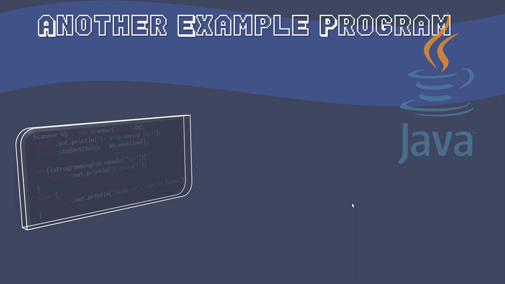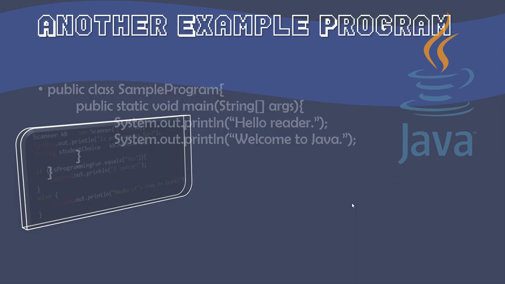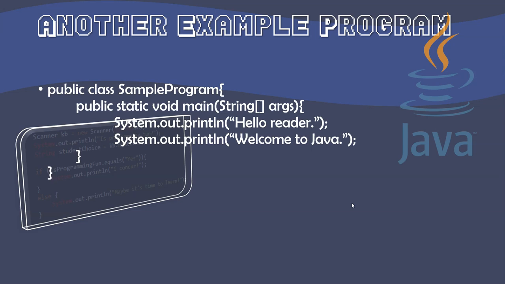All right, let's take a look real quick at another example program. So here I have public class sample program, public static void main string args. So far so good. It's pretty much the same thing as what we saw, except we have a different name for our class. System.out.println hello reader, system.out.println welcome to Java. If you look at this, it's almost the exact same as what we had with hello world, but now we don't have just one println statement, we have two println statements.